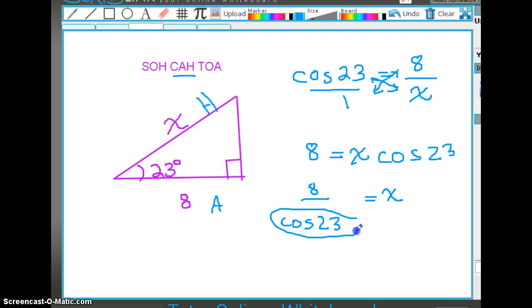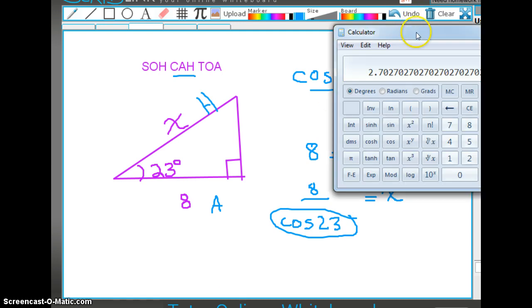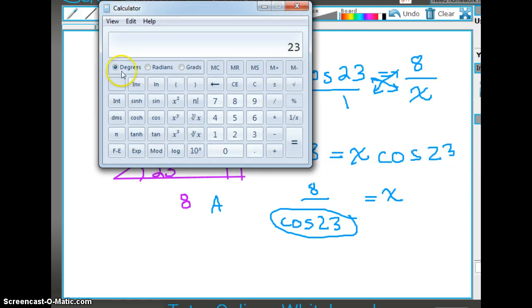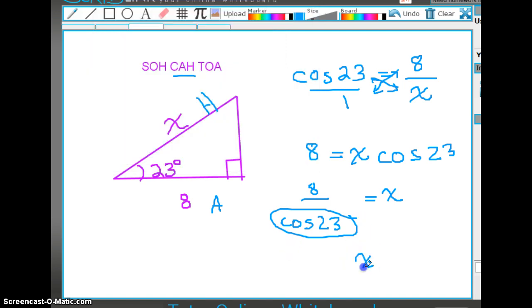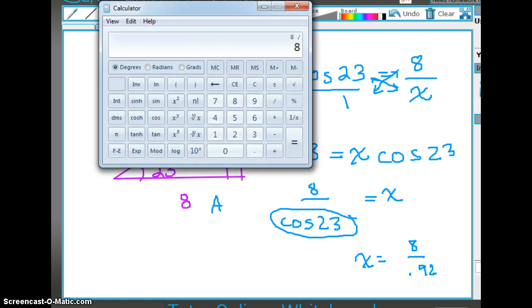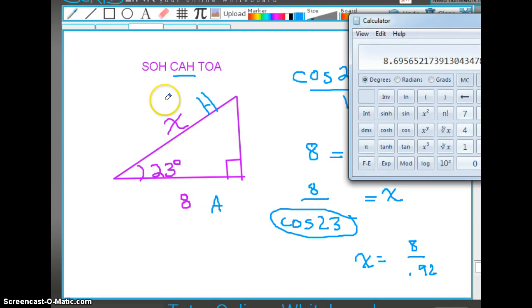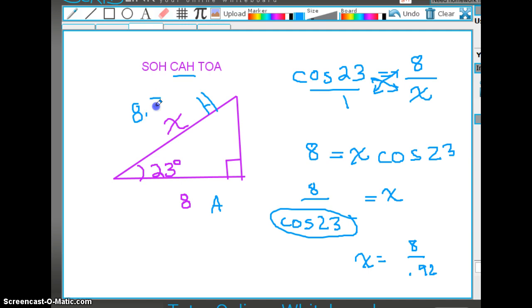So let's go find out what the cosine of 23 is. I'm always in degree mode, the cosine of 23 is 0.92. So x is going to equal 8 divided by 0.92. Let's try that on our calculator. It's 8.6, well, I'm going to say 8.7 units. And it should be bigger than this side because the hypotenuse is the largest side, and the largest side is always across from the largest angle, and so it is 8.7 units.